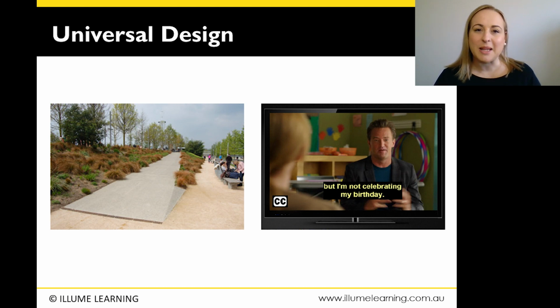Another example would be something like closed captioning on TV. So we know that that doesn't just serve those who are deaf or hard of hearing, that it also benefits people who are learning English, those who are working out at the gym, spouses who go to sleep at different times, young children who are learning to read. So what's necessary for some can be beneficial for all.